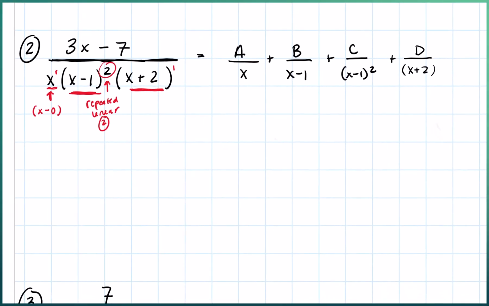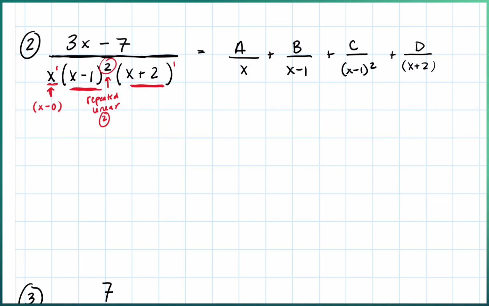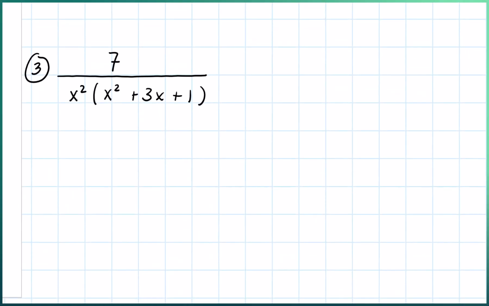We've got it simplified. Again, notice we talked about how there were 3 unique linear factors, but one of them was repeated. That creates those 4 partial fractions. And again, on the next video, we'll talk about finding A, B, C, and D, and then actually integrating. All right, let's take a look at another one.